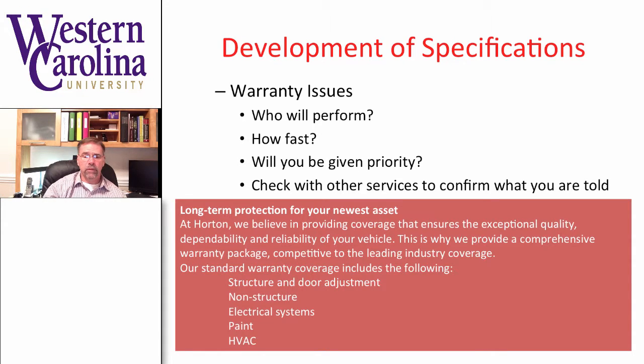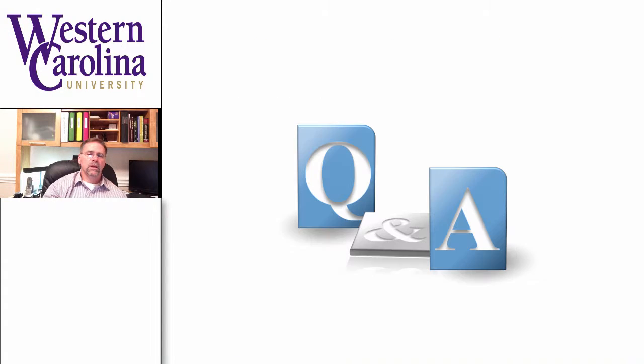In terms of the things to consider, you want to consider the structural issues, the non-structural, the electrical issues, the paint, the heat and air conditioning. You need to make sure that you have all of those issues covered in the warranty, such that you don't get left trying to figure out what to do when something actually breaks. Well, we'll stop there and we'll pick up in the next lecture.